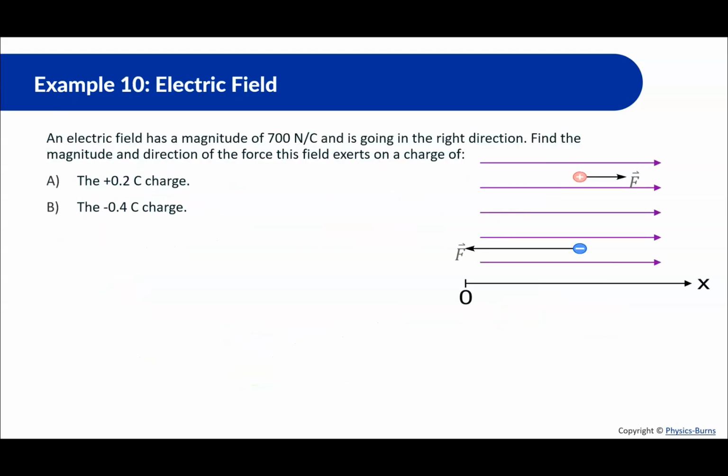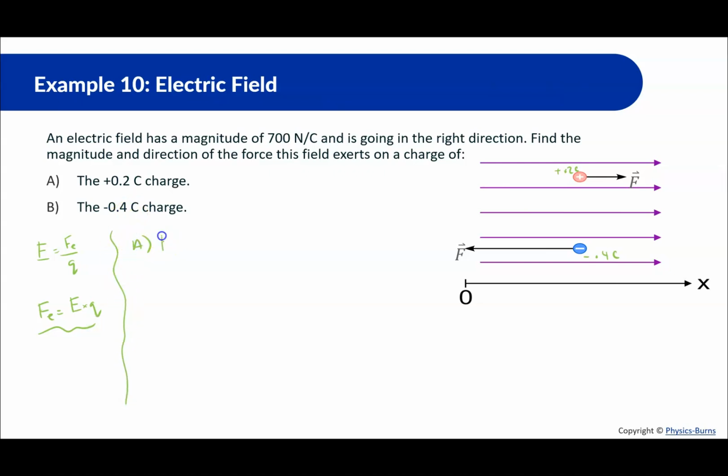Okay, moving on. An electric field has a magnitude of 700 Newton per coulomb and is going in the right direction. Find the magnitude and direction of the force this field exerts on a charge of positive 0.2 coulombs, and negative 0.4 coulombs. Okay, so we're looking for the force this time. Electric field is equal to the force of electricity divided by Q. This time we're looking for force. So force of electricity is equal to electric field times Q. Alright, so let's use that to figure this out.